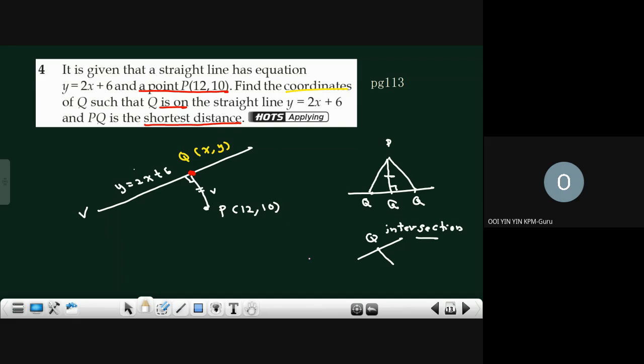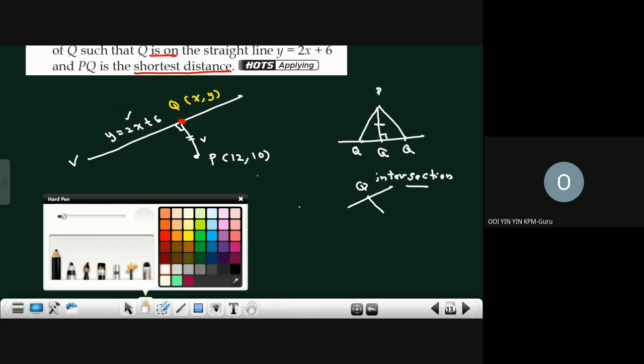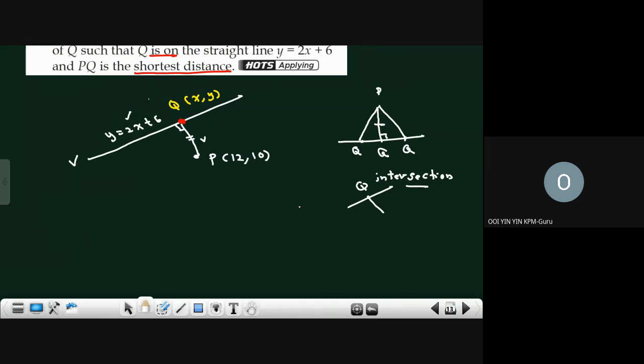Now, one is already here, then the other equation is here, PQ. So now we need to find the equation of PQ. To get the equation of PQ, first we must know the m first, okay? M. How we get our M? You look at the situation, y equals to 2x plus 6 and your PQ is perpendicular, right? So perpendicular, you remember your M1 multiply M2 equals to -1.